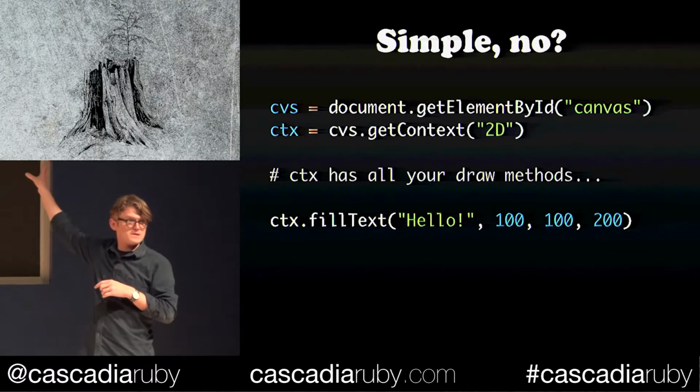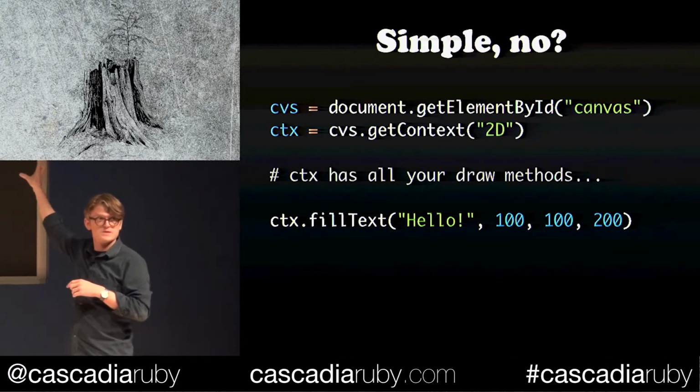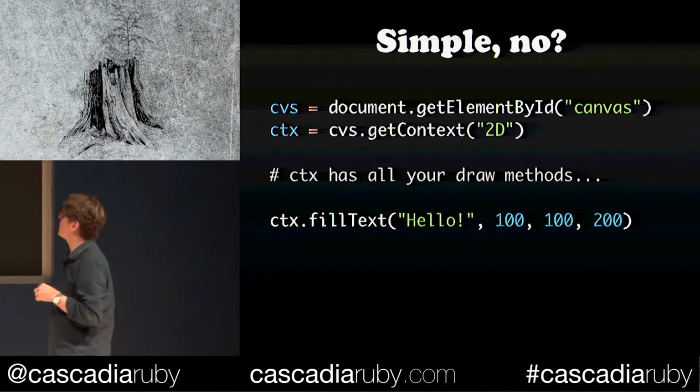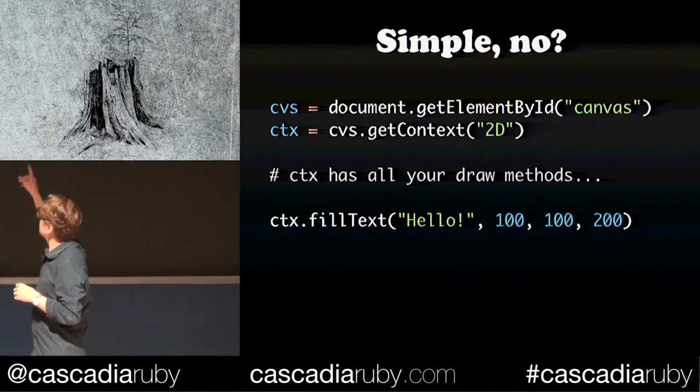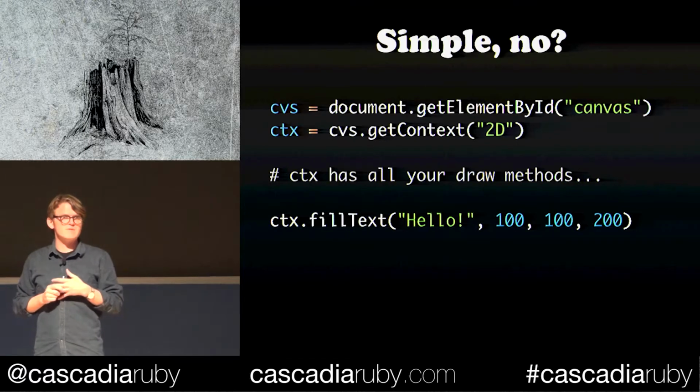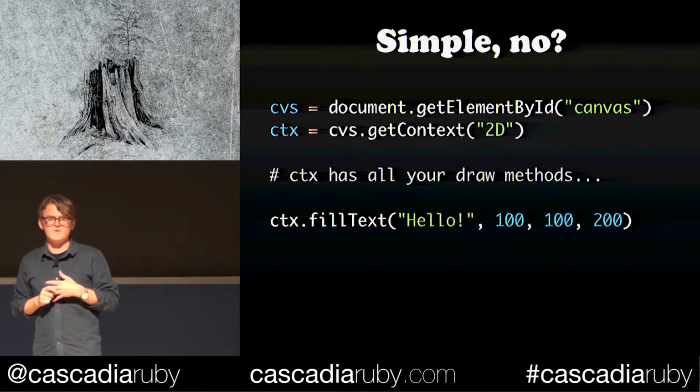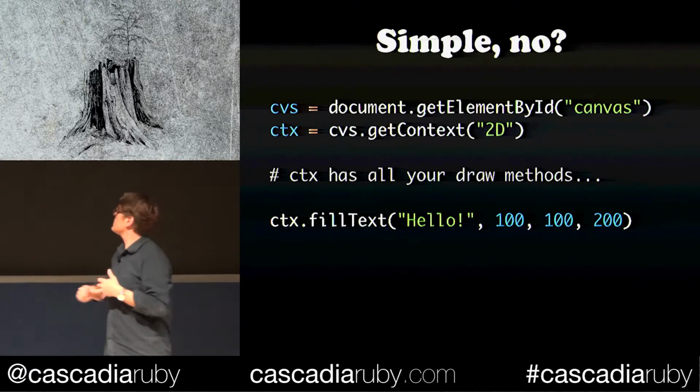Assuming that you've got this thing, it's actually got an ID that's canvas, because otherwise that call will not work. Get context 2D. So maybe you've seen this elsewhere. Who's used Canvas? How many people have actually played around with this stuff? It's a good number of you. This is just the very basic stuff.